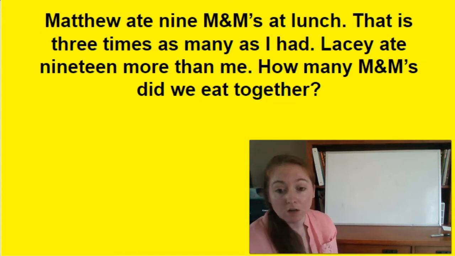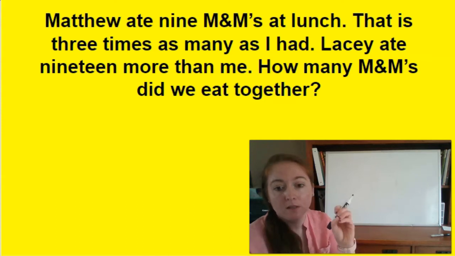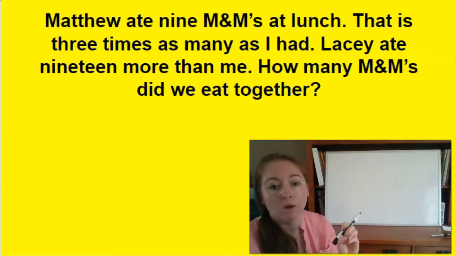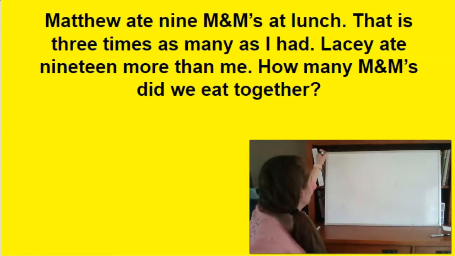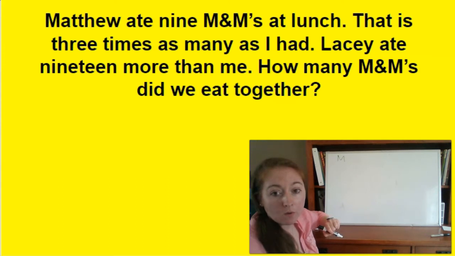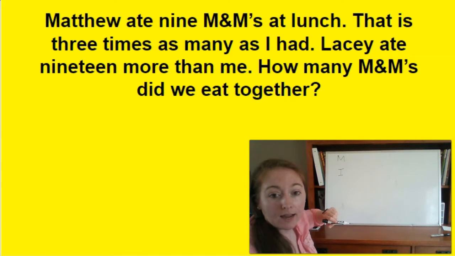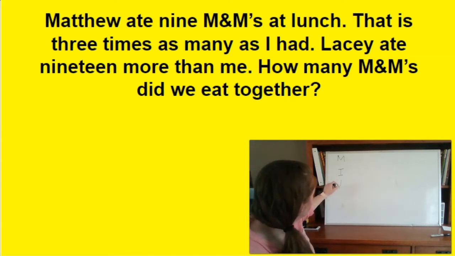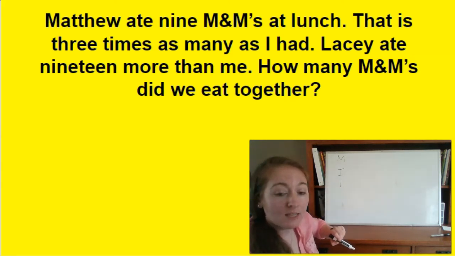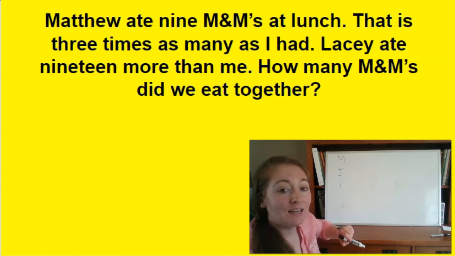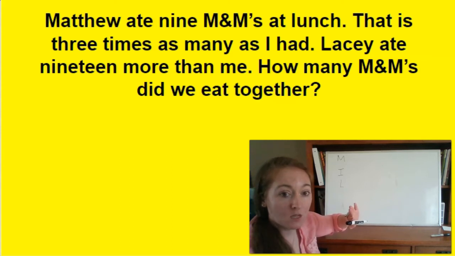Okay, so using the RDW, so read it, draw it, write it. We just read it, let's pull out the important information. So who are the people we're talking about? Well, we have Matthew, we have myself, so I'm gonna put I for me, and we have Lacey. The information said that Matthew ate 9 M&Ms at lunch. So he's the known. We know that's 3 times more than I had.